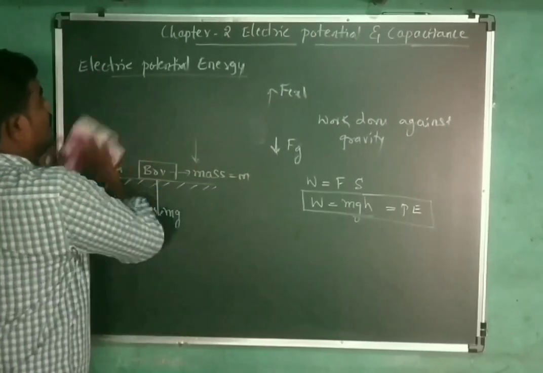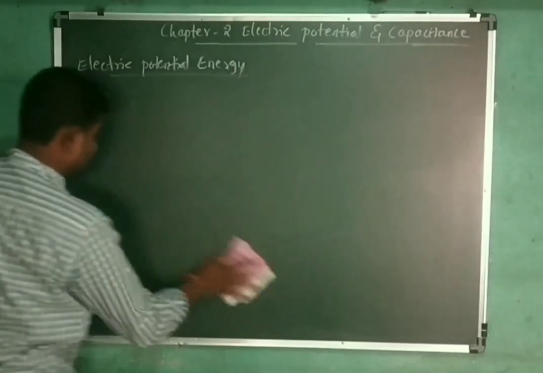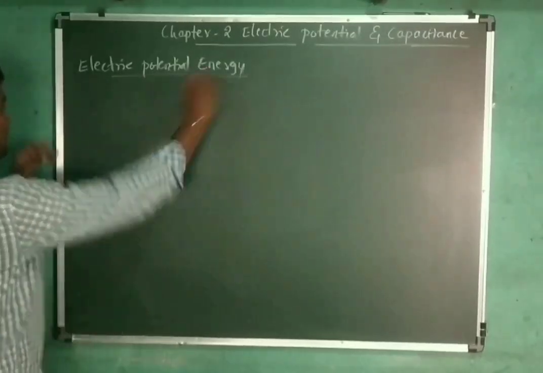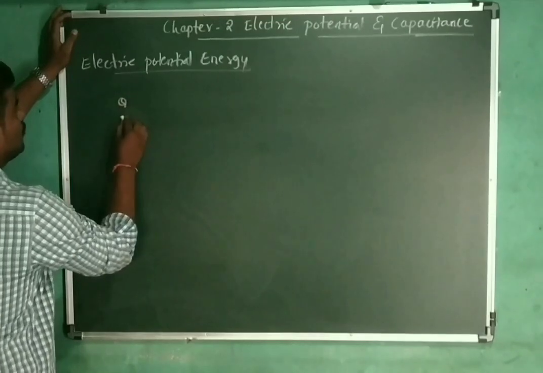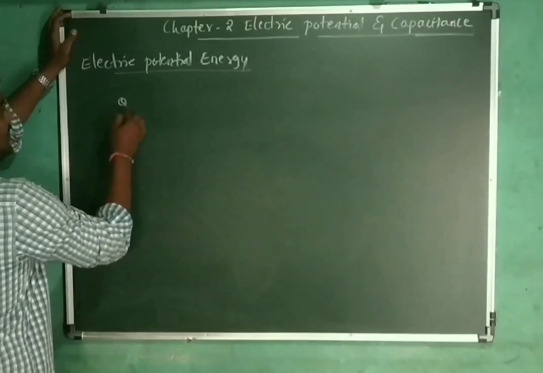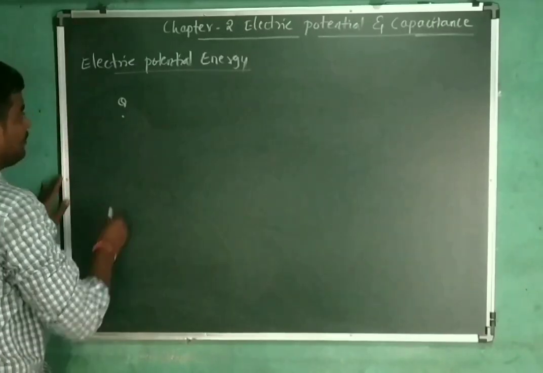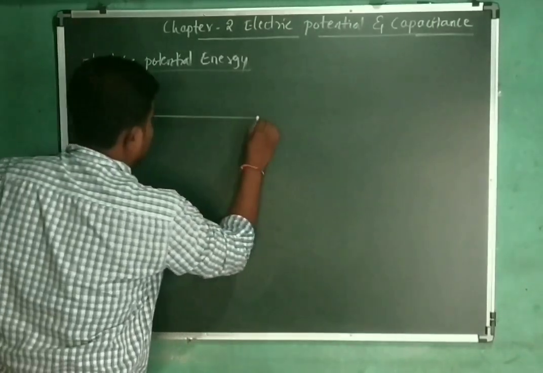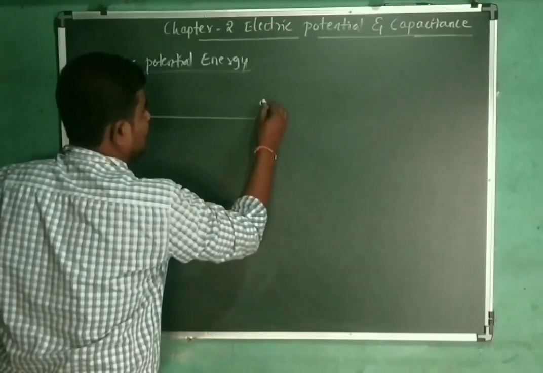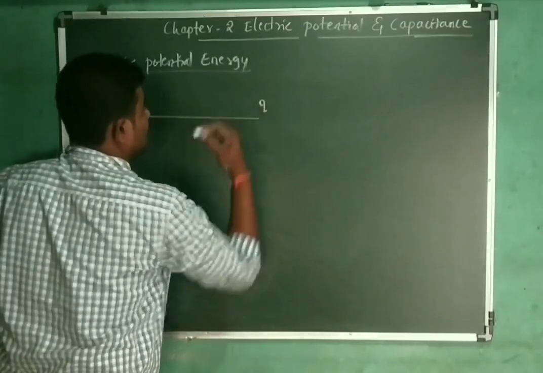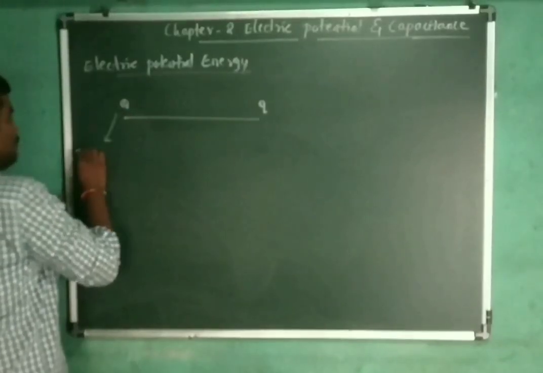So now same for electric potential energy also. For this we shall consider one charge, the source charge. Since it is positive, the direction of electric field line will be radially outward. And at a certain distance we shall consider a charge q. This is a test charge, a test positive charge, and this is the source charge.